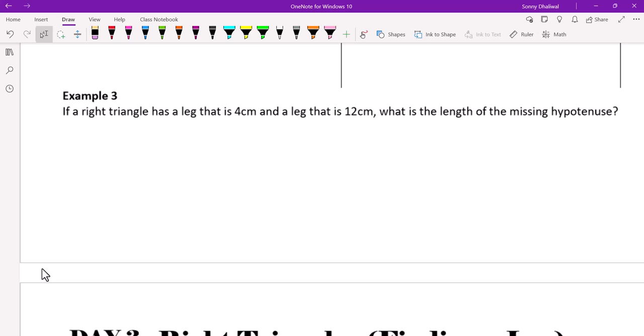So here is the question: if a right angle triangle has a leg of 4 centimeters and a leg that's 12 centimeters, what is the hypotenuse? So first off, draw a picture. We're drawing a right angle triangle. Doesn't matter how you draw it. You're going to draw a triangle. You can draw a little square for the right angle.